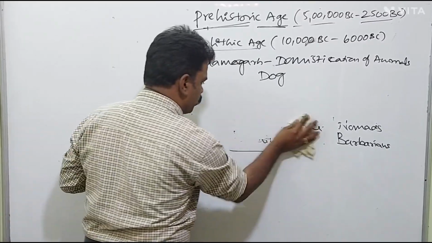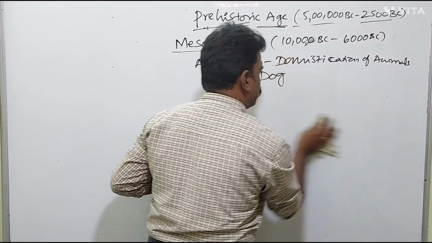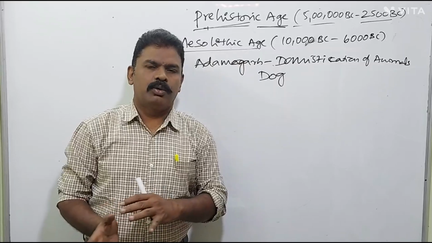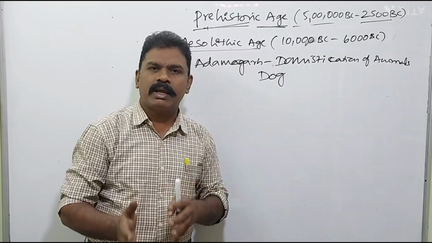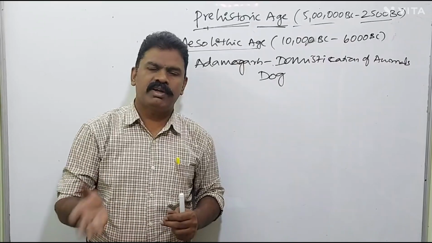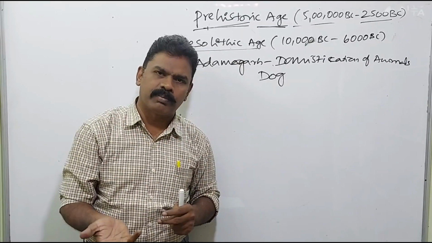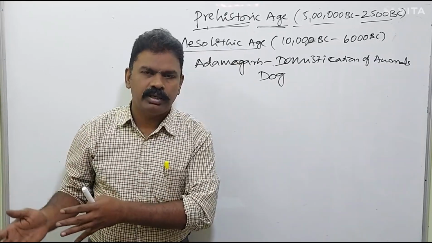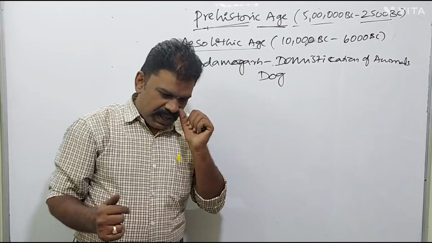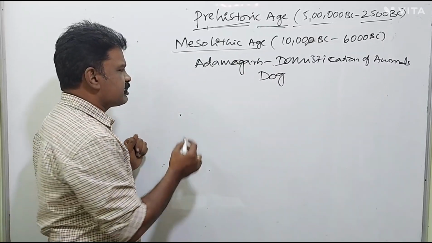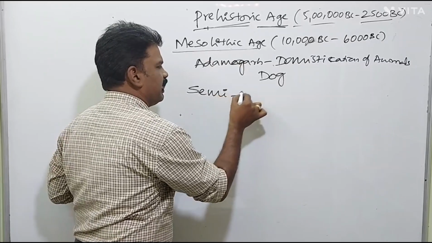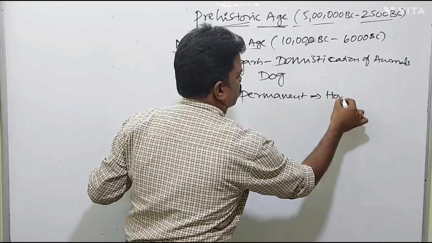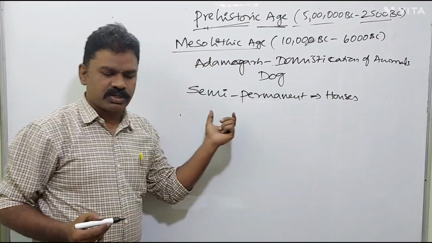Later they also domesticated sheep and goats. That was stock raising of animals. Domestication of animals is one type of food storage. Whenever they needed, they used to cut the animal for eating. That indicates domestication of animals indicates the stock of food. And also here semi-permanent houses started to be constructed.